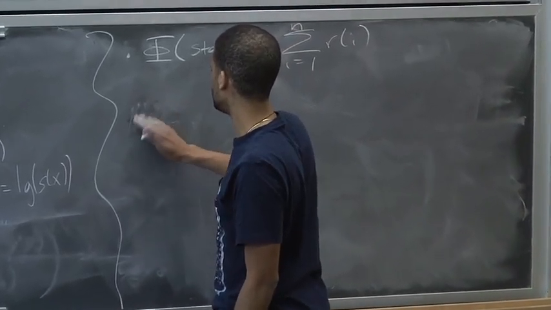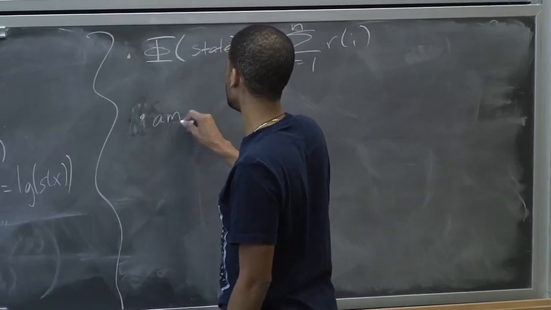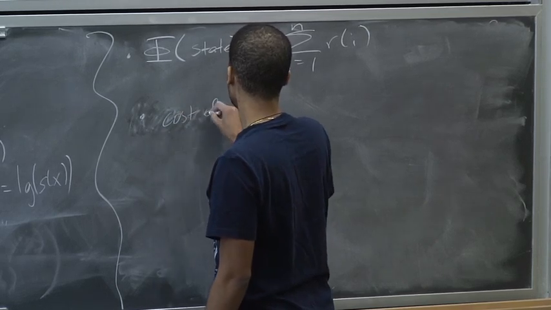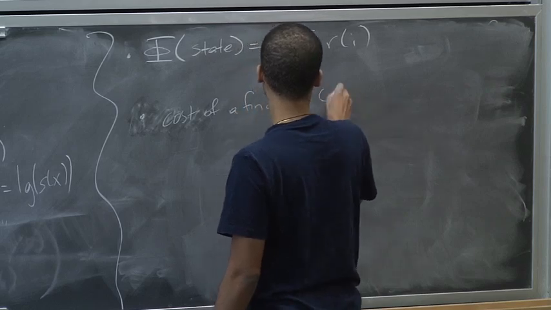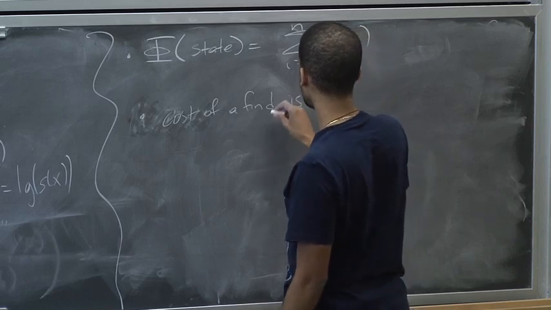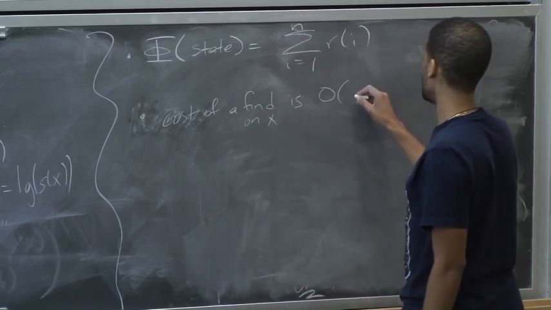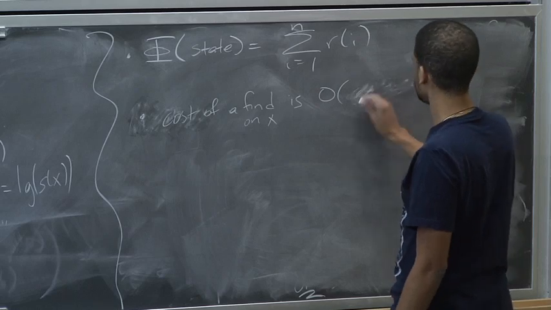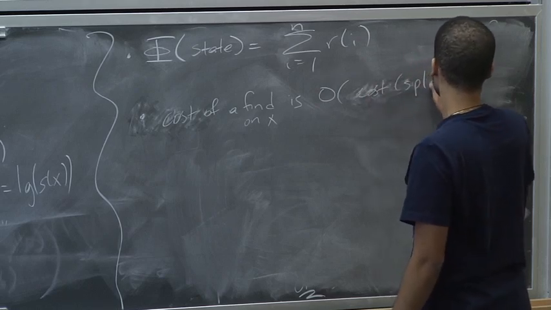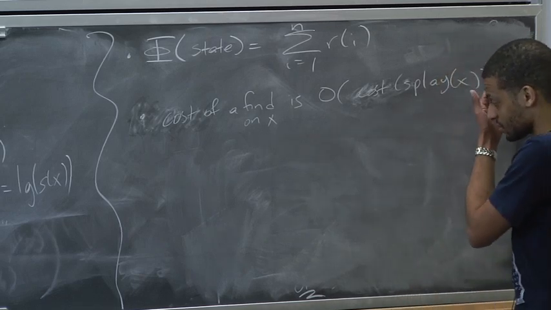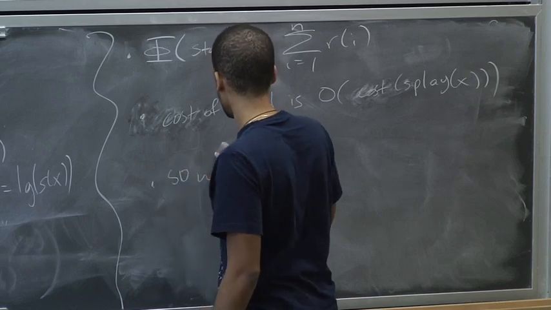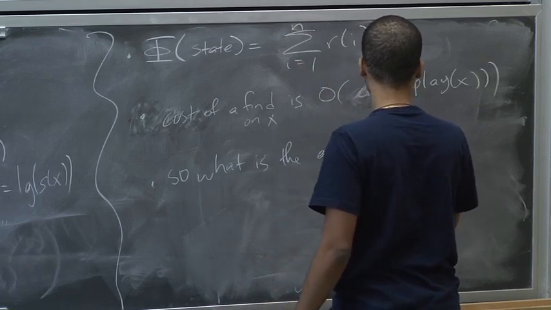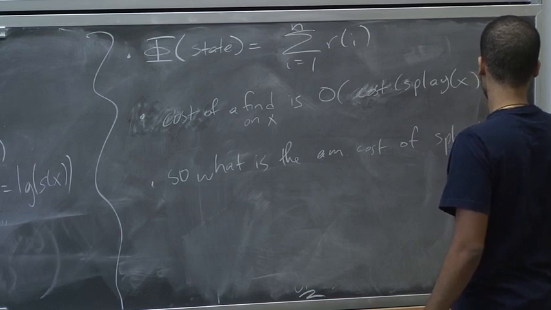So the cost of a find on x is big O of the amortized cost, the cost to splay x. So what is the amortized cost of splay x?